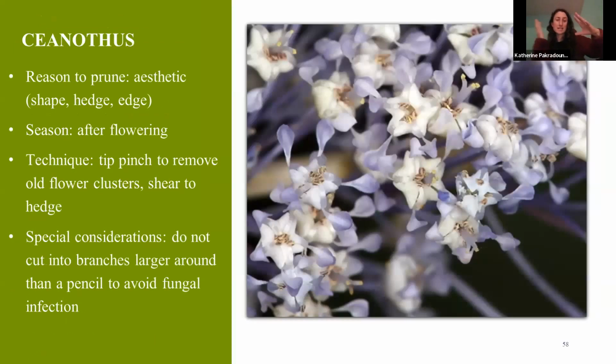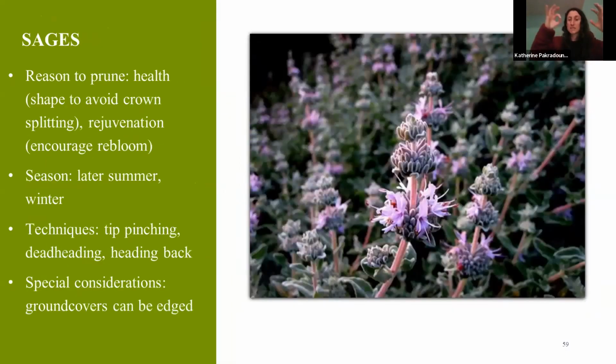And keep in mind, if you cut into wood that's too thick, it's much more prone to getting fungal infection. So you want to keep those. Sages is more just to rejuvenate them and to shape them. Tip pinching, remember, is really good in the early heading back. Ground covers, you can edge them, but remember, edge them in that variable way. Don't edge them just in one straight line.